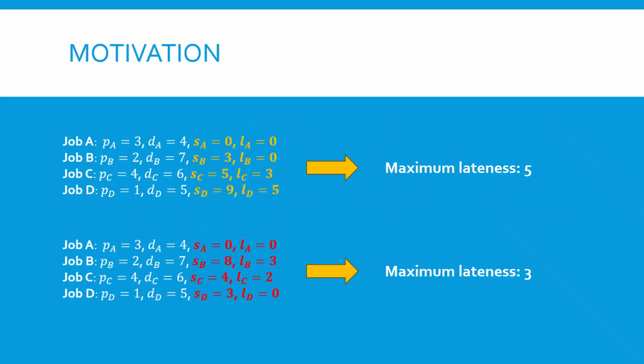Following this intuition, we can use an alternative schedule, A, D, C, B. We execute job A at time 0, job D at time 3, job C at time 4, and job B at time 8. Under this schedule, the maximal lateness is 3, which is smaller than 5 in the original schedule.